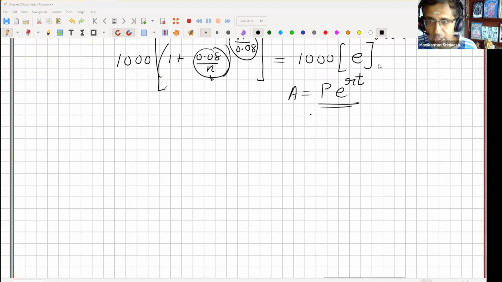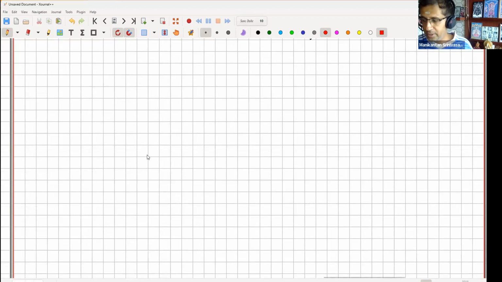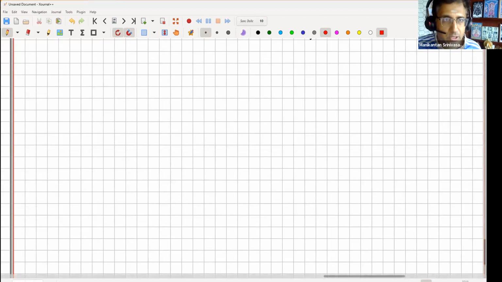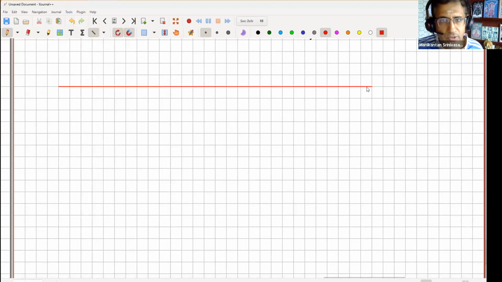Okay, now one other application of the geometric progression is in calculating the mortgage rate. So typically what happens in a mortgage, I'll just draw a line. So this is your time axis, and then you borrow a huge sum of money from your bank. So let's say the bank has paid you some big amount, and then you go and return to the bank a small amount every year.